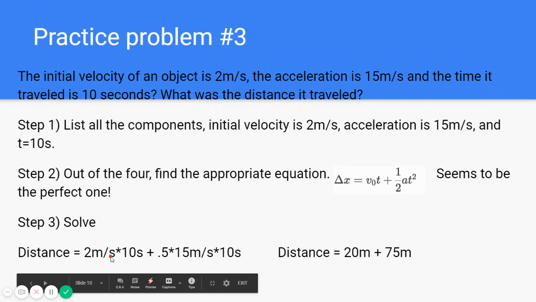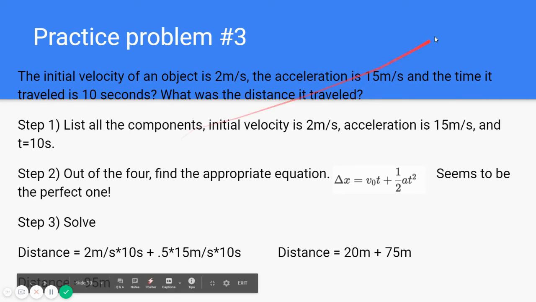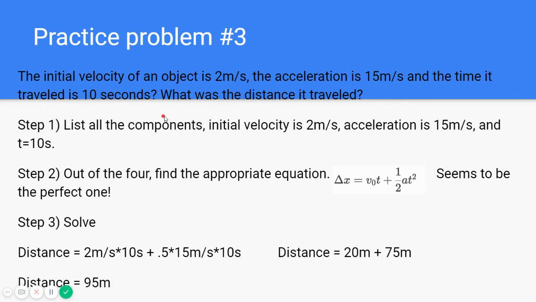Last question. So the initial velocity of an object is 2 meters per second. The acceleration is 15 meters per second squared, and the time it traveled is 10 seconds. What is the distance traveled? So list all the components. Initial velocity is equal to 2 meters per second. Acceleration is 15 meters per second squared, and t is equal to 10 seconds.